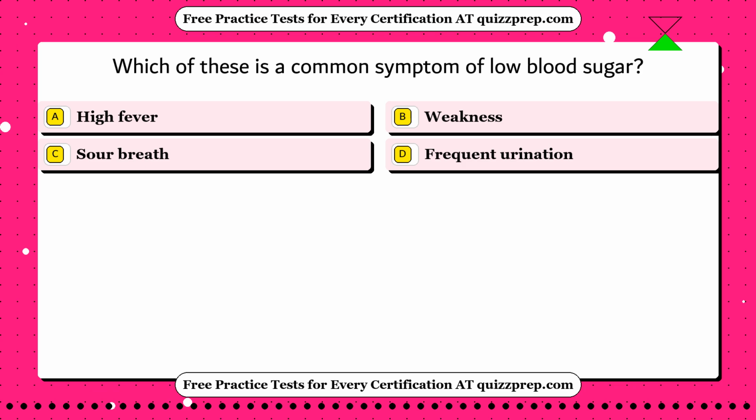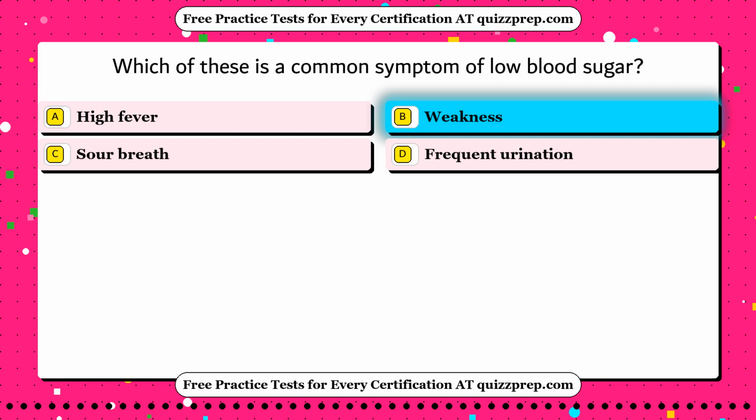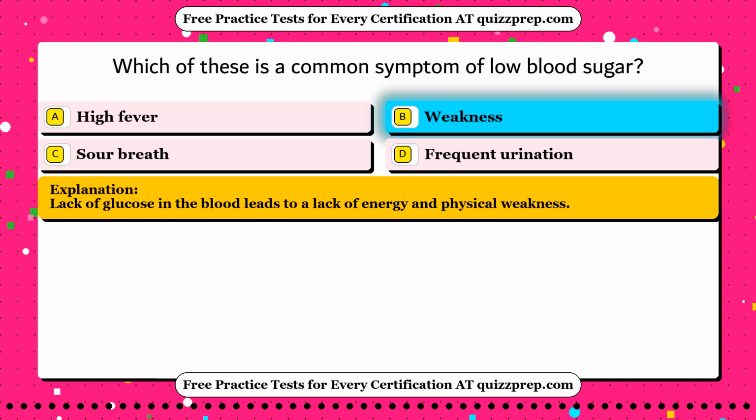Question 136. Which of these is a common symptom of low blood sugar? Option A. High fever. Option B. Weakness. Option C. Sour breath. Option D. Frequent urination. The correct answer is option B. Weakness. Lack of glucose in the blood leads to a lack of energy and physical weakness.